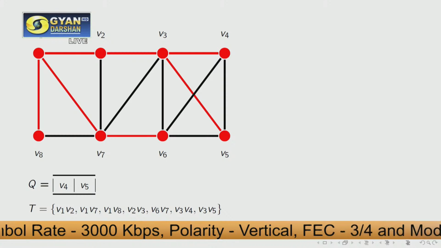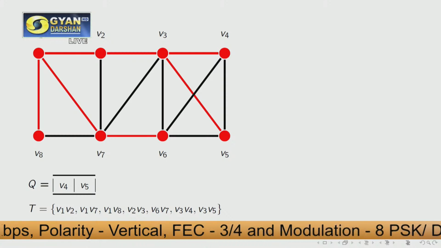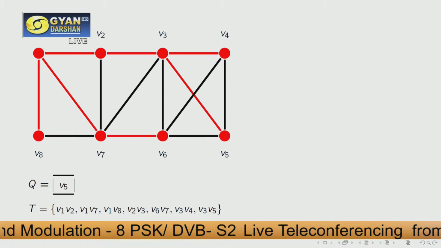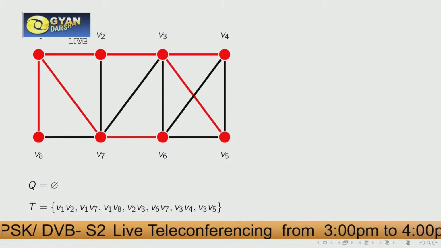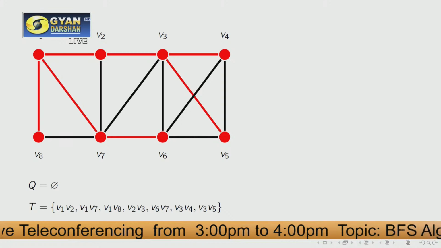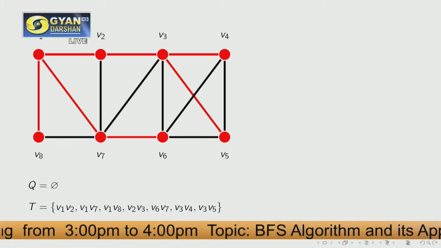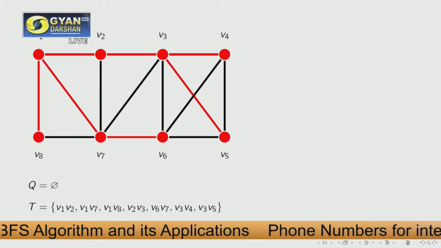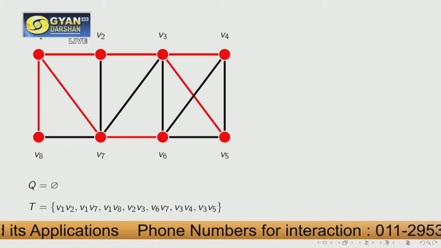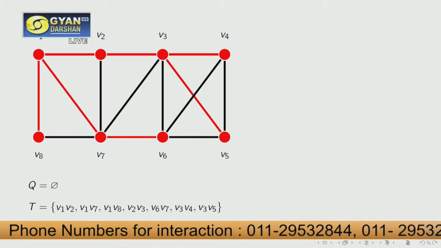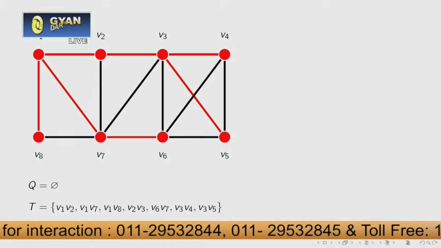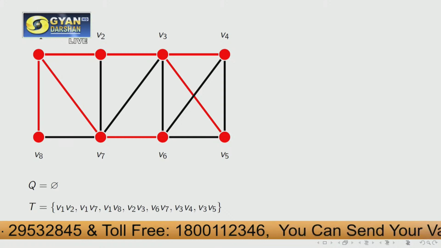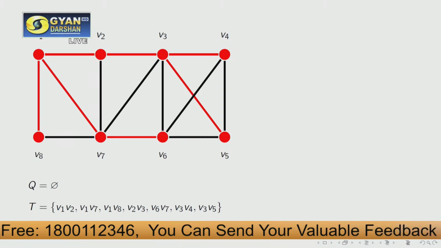Similarly, we just remove V4 because all the neighbors have been visited, so there is no change in T again, and likewise for V5. So at the end we get that Q becomes empty and the algorithm stops here. The spanning tree that we have constructed has edges V1-V2, V1-V7, V1-V8, V2-V3, V6-V7, V3-V4 and V3-V5. So this is the spanning tree. You can just verify whether it is a spanning tree or not.